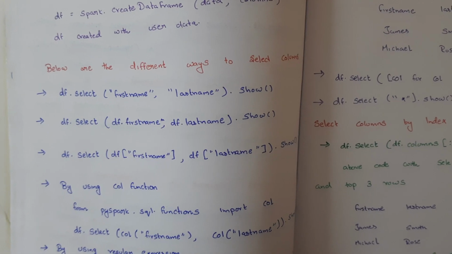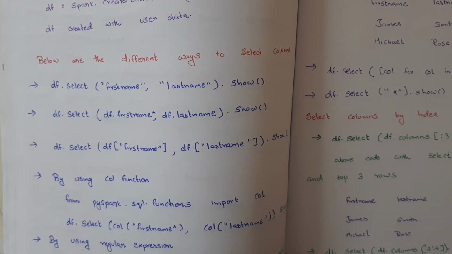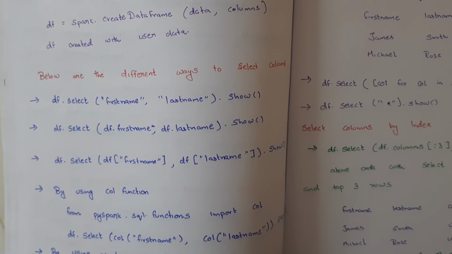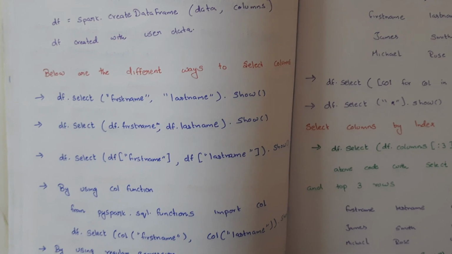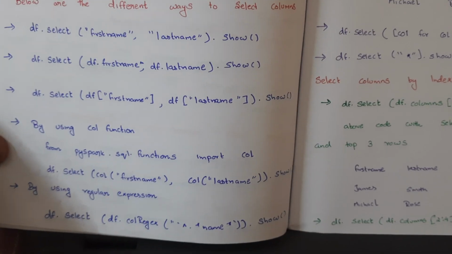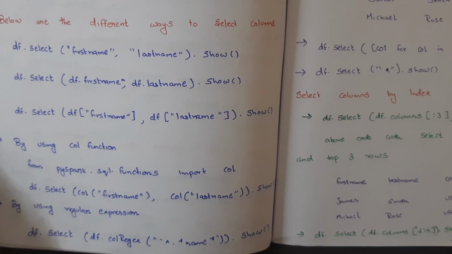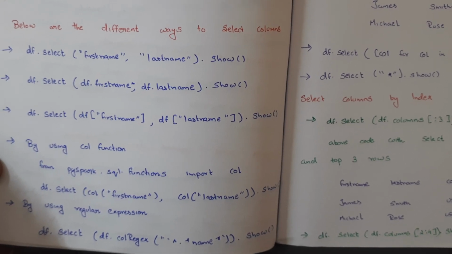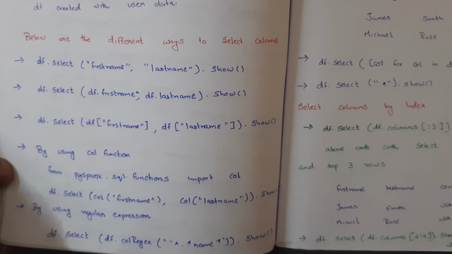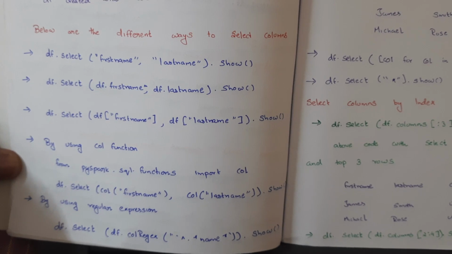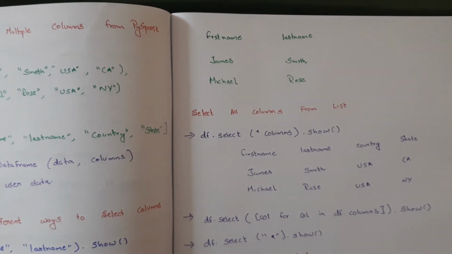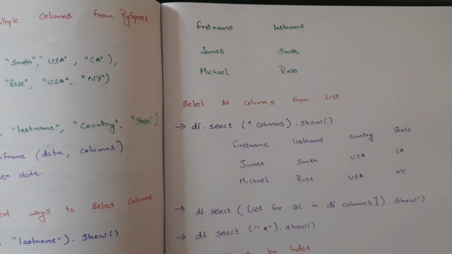Also you can do it by using the col function, from pyspark.sql.functions import col. From there, df.select, and inside the function you can do col('firstname'), comma, col('lastname'). By using a regular expression we can also achieve this. So we do df.select, df.colRegex, and then mention the pattern for names. So 'name' is the keyword here. Whatever columns have name in them will come. If you see the output, you will get the first name and last name values.